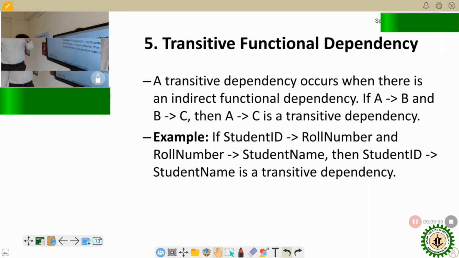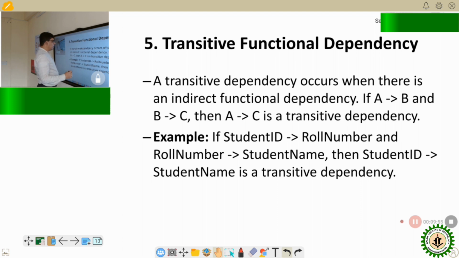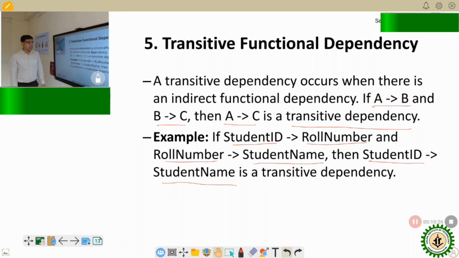Next, transitive functional dependency. A transitive functional dependency occurs when there is an indirect functional dependency. That was already discussed in the previous slide. So student ID arrow roll number, and then roll number arrow student name. Then student ID arrow student name is the transitive dependency.